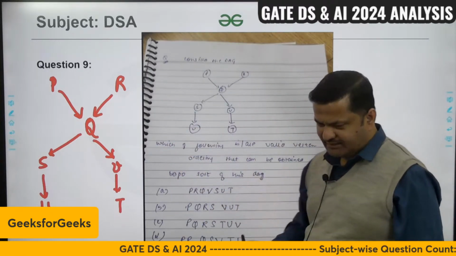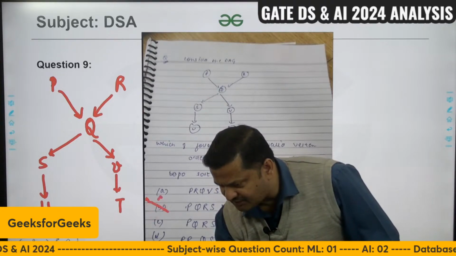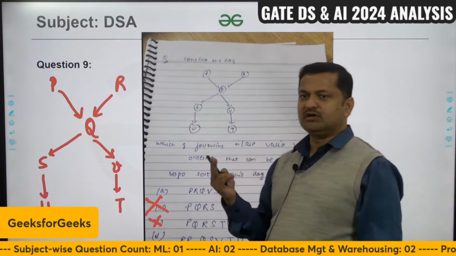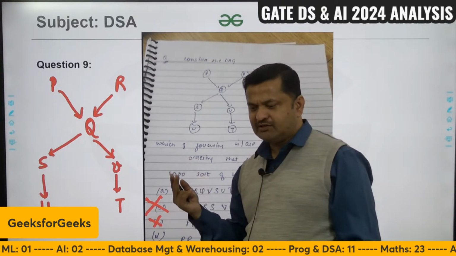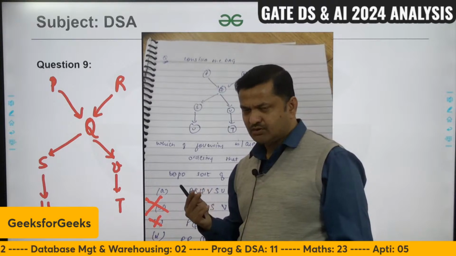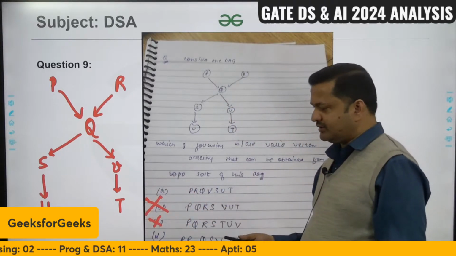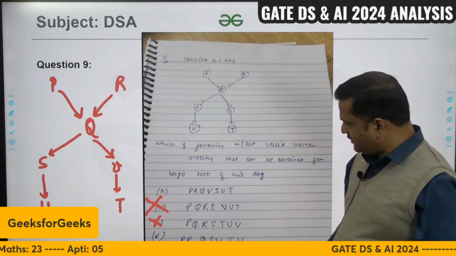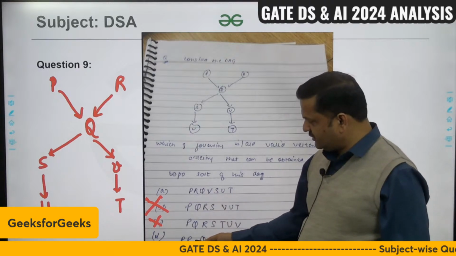So looking at that, options B and C are the wrong options because they include the first two terms as PQ. So the ordering of the nodes is invalid in these two cases. We cannot start the topological sorting using these two orderings. So there are only two possibilities: A or D can be the correct option, since both start with P and R.